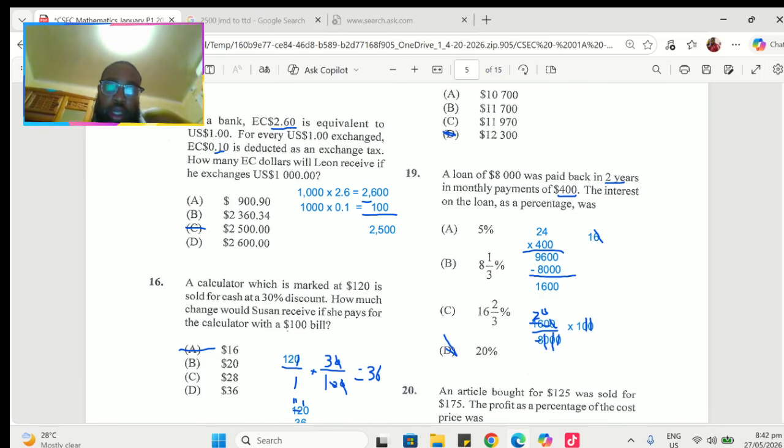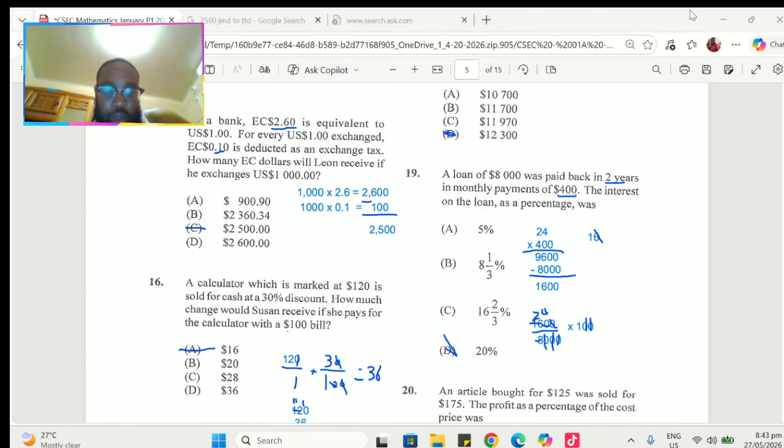So again, the $8,000 loan was paid back in full in 2 years of monthly installments of $400. 2 years of monthly installments will be 24 payments in all. 24 by 400 is $9,600. So they paid $9,600 in total to pay off the 8,000. The additional money they paid would have been the interest. So that $1,600 extra they paid would be the interest.